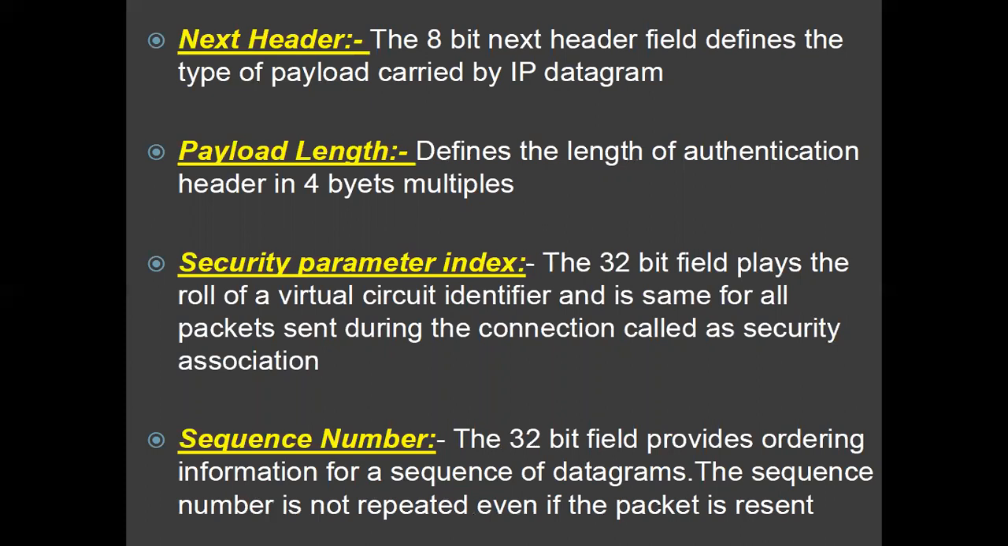So it will give you the information about which upper layer payload is carried by that particular packet, whether it is TCP, UDP, ICMP or OSPF payload. And it has the same function as the protocol field in the IP header before encapsulation. So here the process copies the value of the protocol field in the IP datagram to this next header field, and the value of the protocol field in the new IP datagram is now set to 51, which will show that the packet is carrying an authentication header.